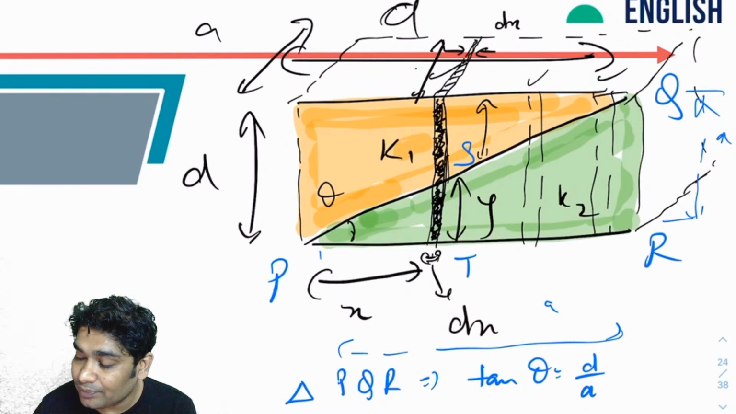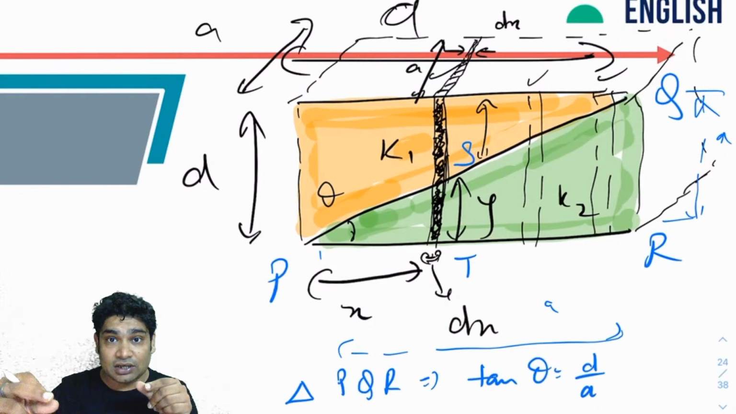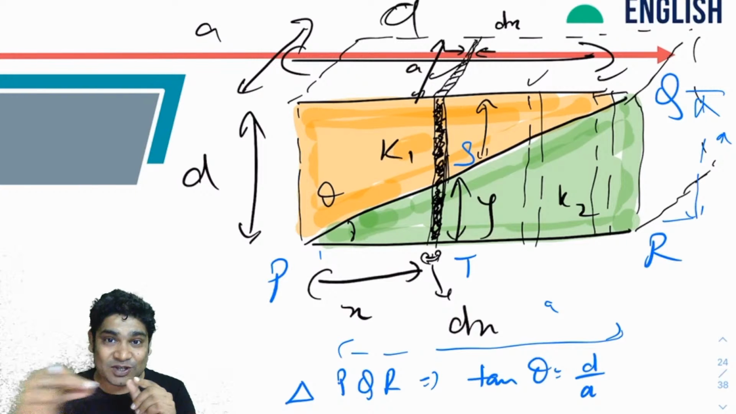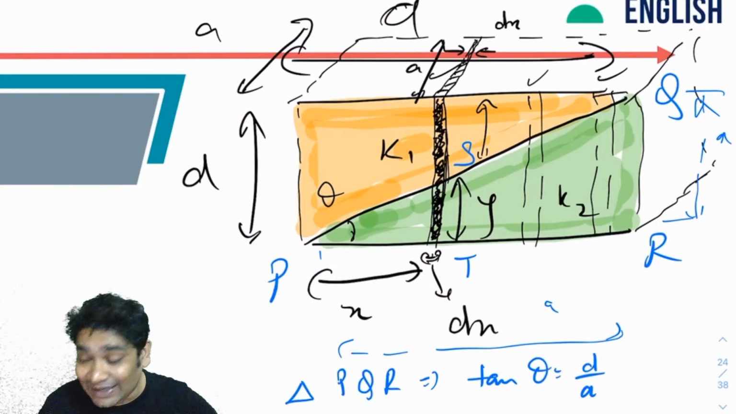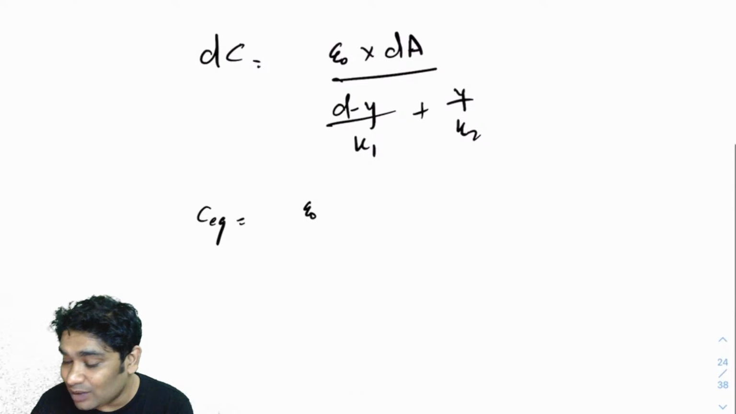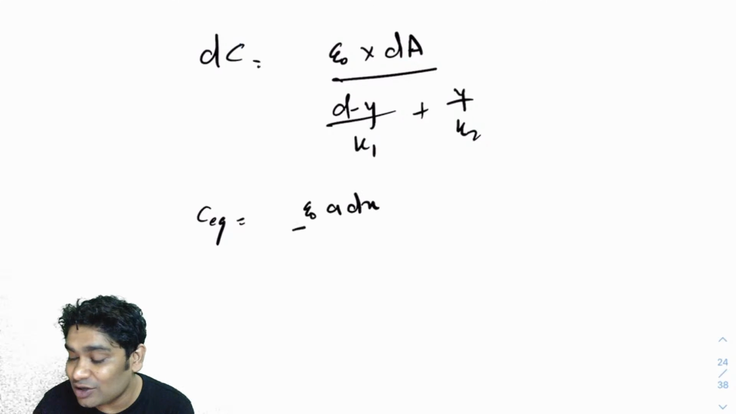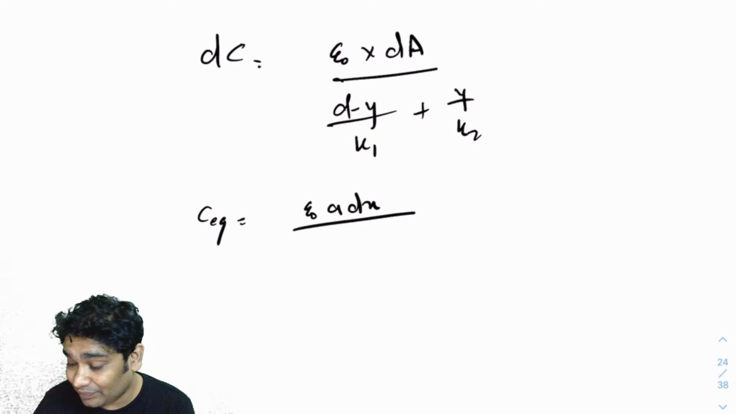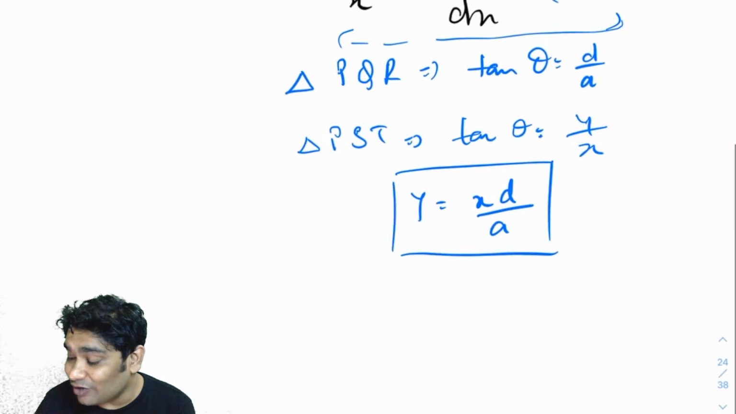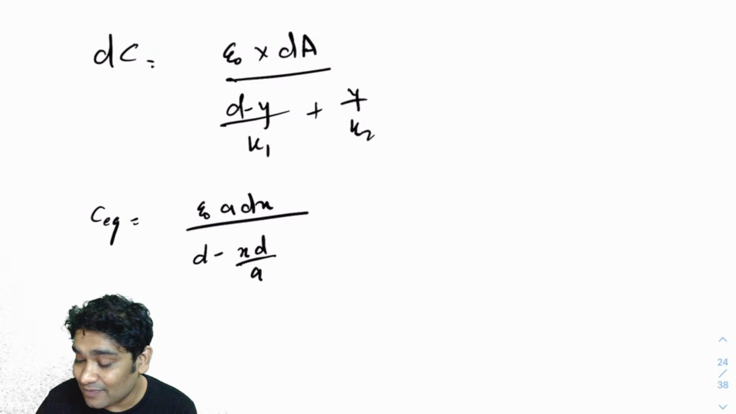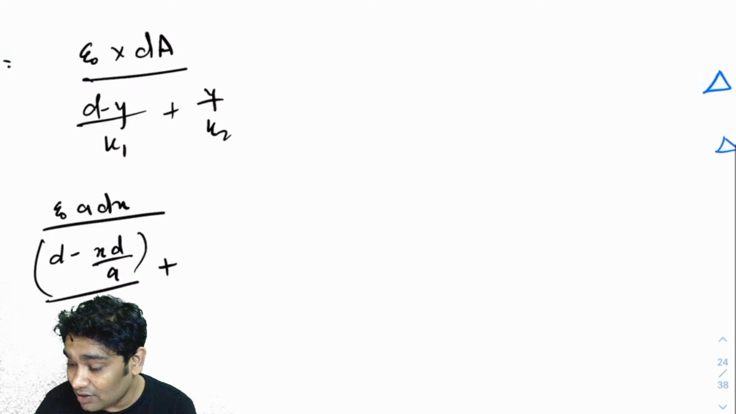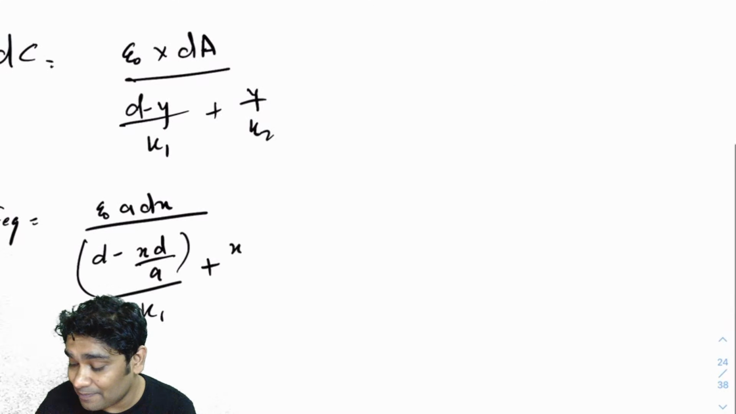This length would be A. So the area of cross section, the small area of my plate in which this capacitor is formed, is small a times dx. So dA becomes small a times dx over d minus y. Again, d minus y. Instead of y, I will write x d over a. The entire thing divided by k1 plus y, again x d by a, by k2.